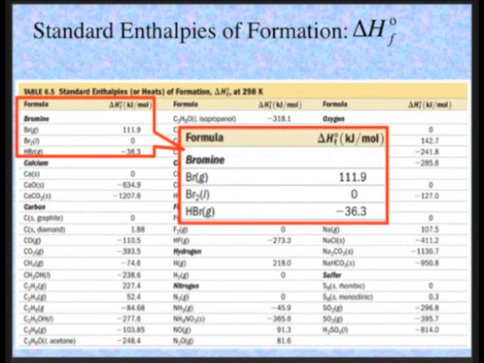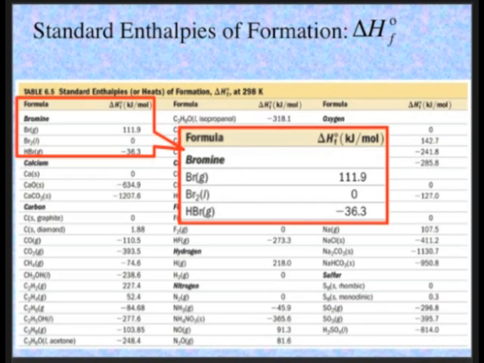Now, in your book, you'll see this table of standard enthalpies of formation. Delta H, subscript F, enthalpies of formation. And these are the energies that are released or absorbed when the compound is formed from its elements. The elements arbitrarily are given an enthalpy of 0. If it's a pure element in its standard state, it's arbitrarily given an enthalpy of 0.